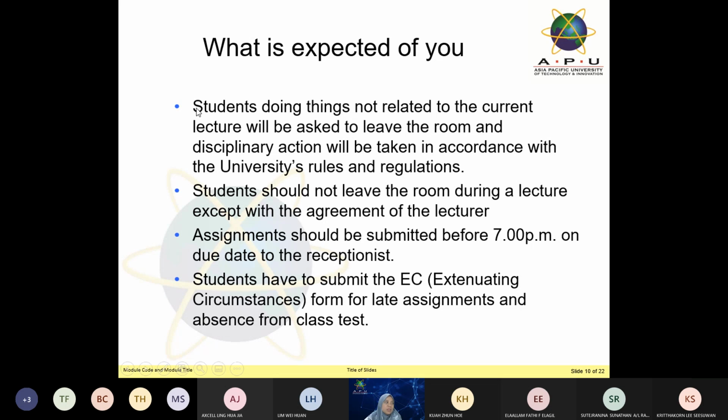This one is in case in the class, student doing things not related to the current lecture. Like sometimes student in the class open laptop and do quiz, do other thing, play game, or do other subject assignment last minute. That one cannot if we are in the class.